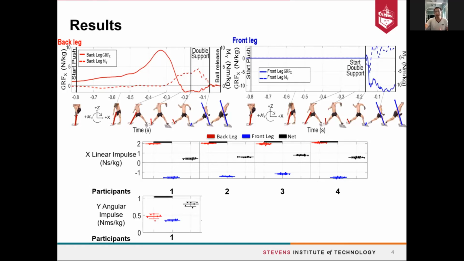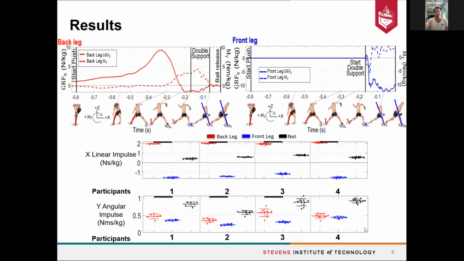We also found both back and front legs generated positive Y angular impulse, with the back leg generating more Y angular impulse than the front leg in 3 out of 4 pitchers. This is surprising because we do not expect the back leg to contribute as much, if not more, than the front leg in generating whole body rotation.